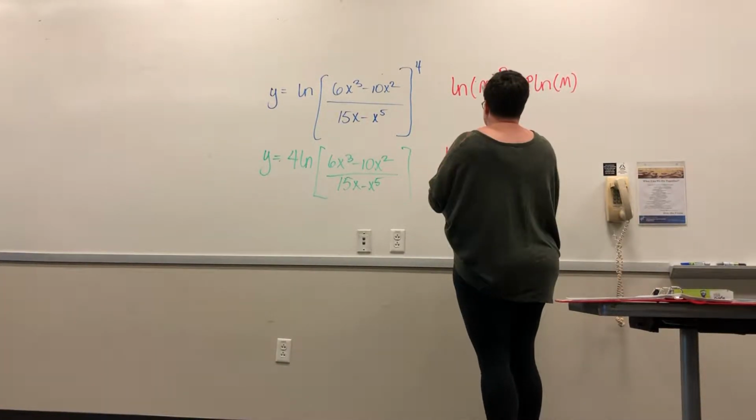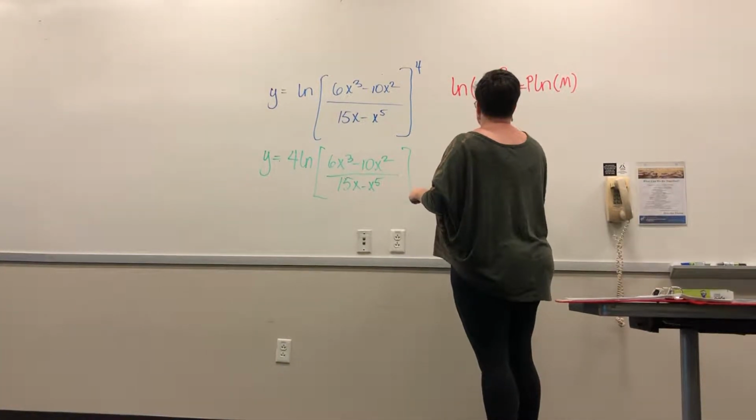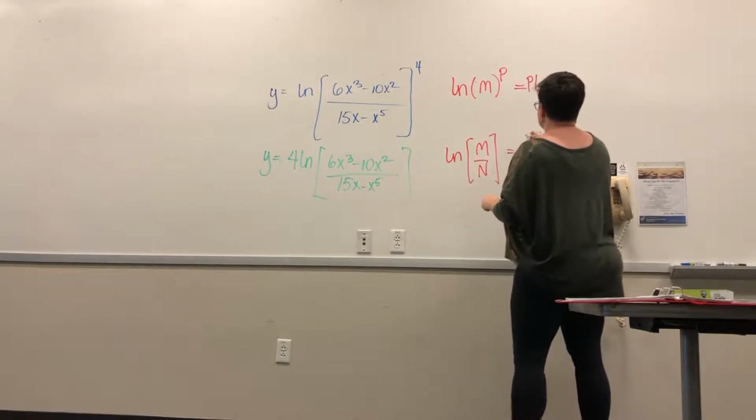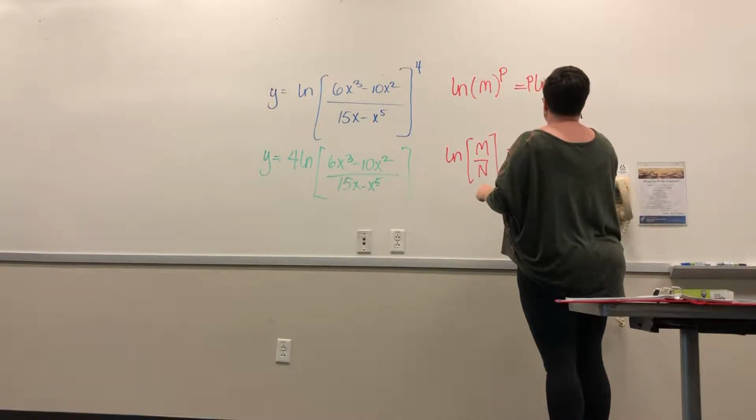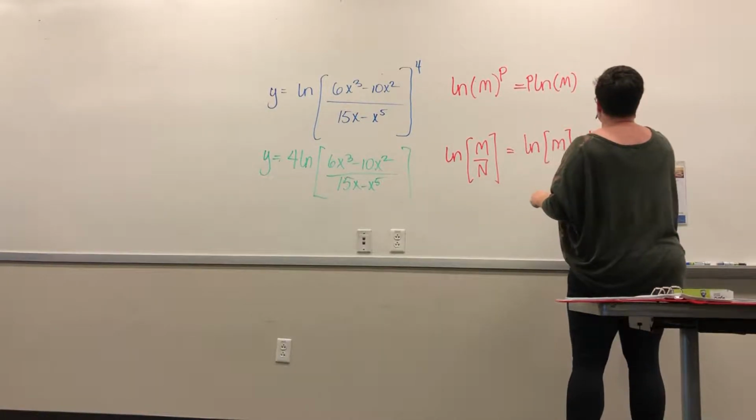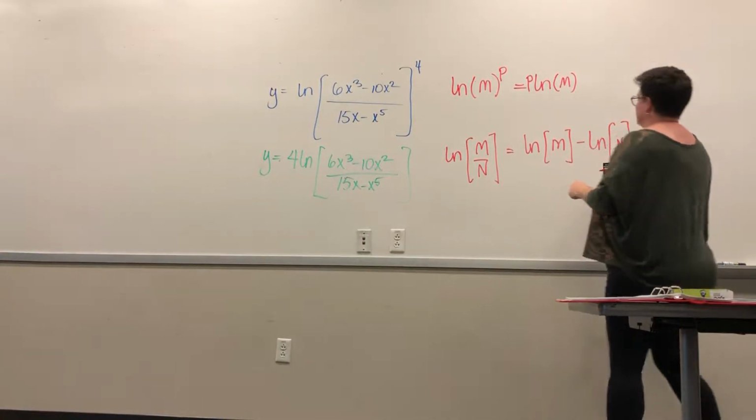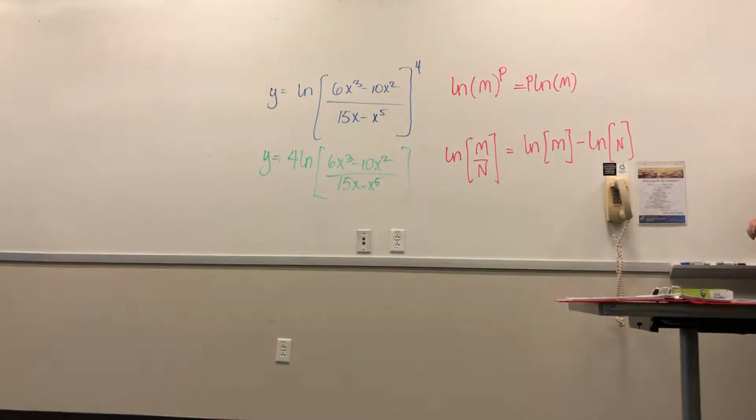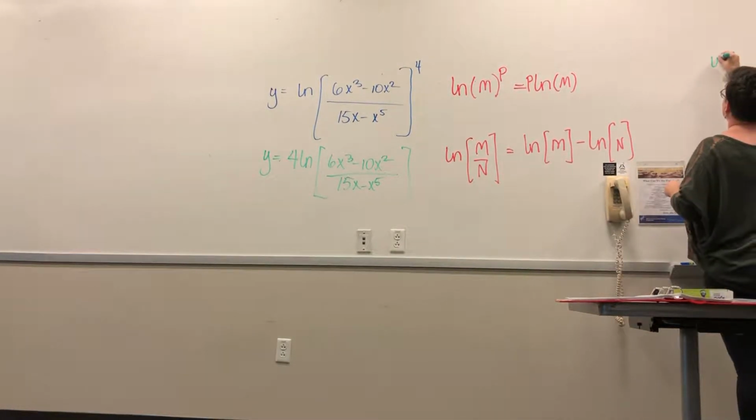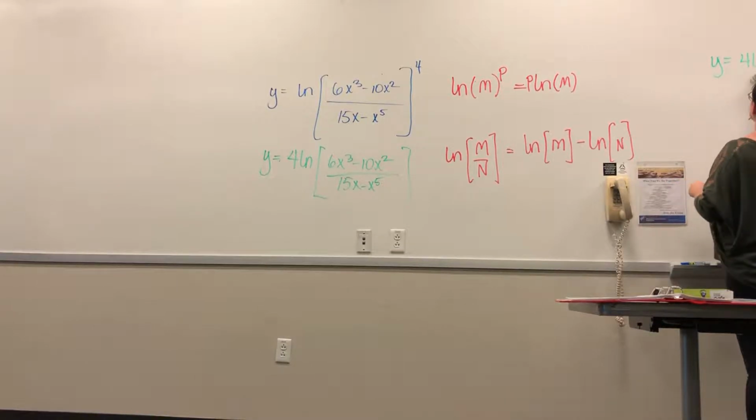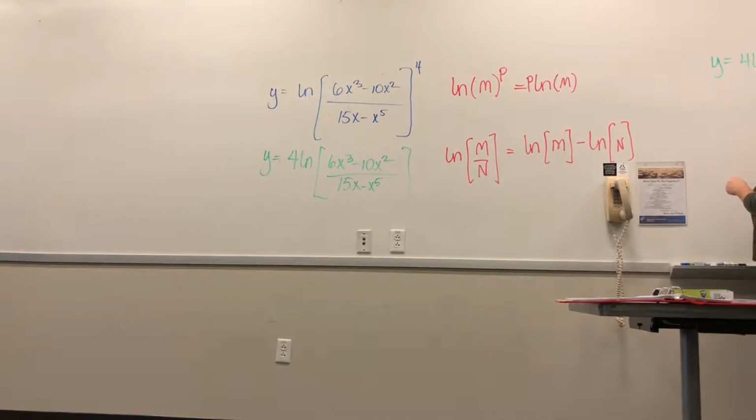And Autumn, you nailed it. It's natural log of m over n. So what can we do with those? Subtract. Yeah, it becomes natural log of m minus natural log of n. So I'm gonna do that. y equals 4 natural log of the top, which was 6x cubed minus 10x squared, minus 4 natural log of 15x minus x to the 5th.